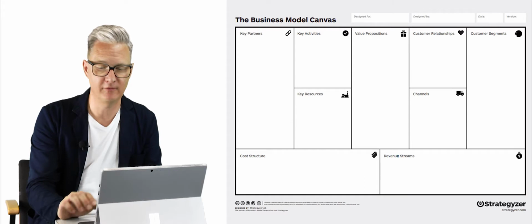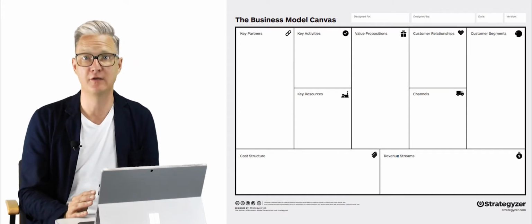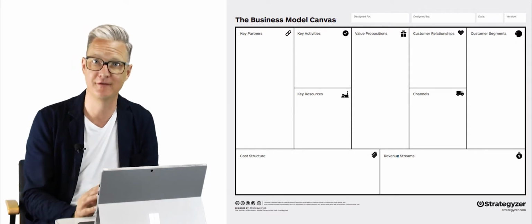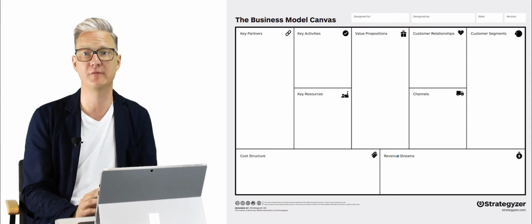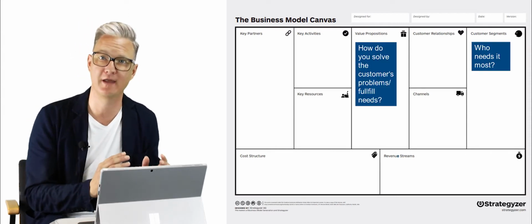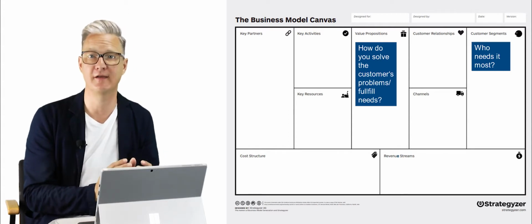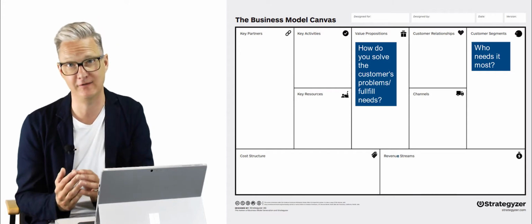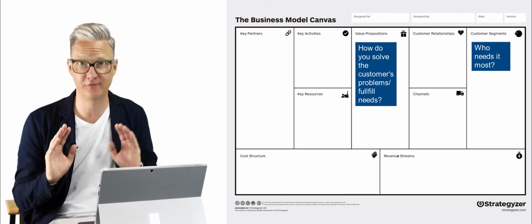So let's have a look at how you work with the business model canvas. You always start, and never do differently, with the customer. The customer is the most important thing of the business model canvas. If you don't have the right customer groups, if you don't describe your target groups right, you will fail with the whole rest. So start with the customer.